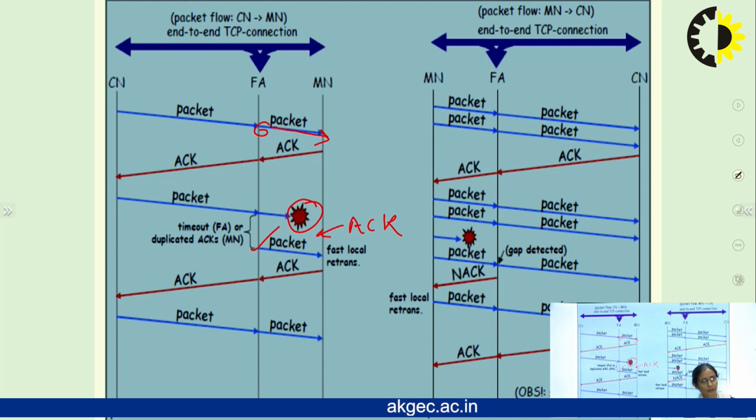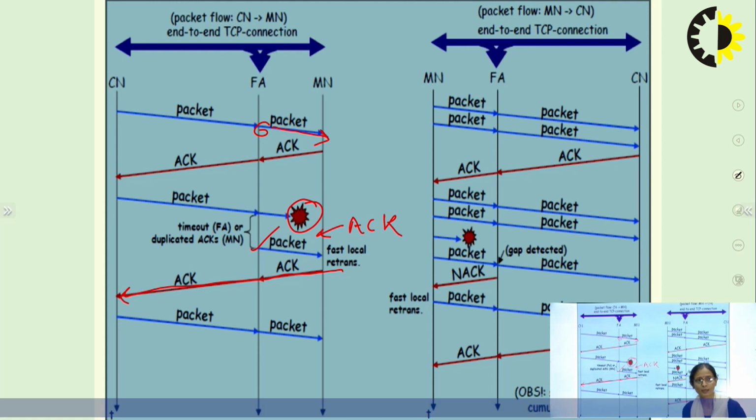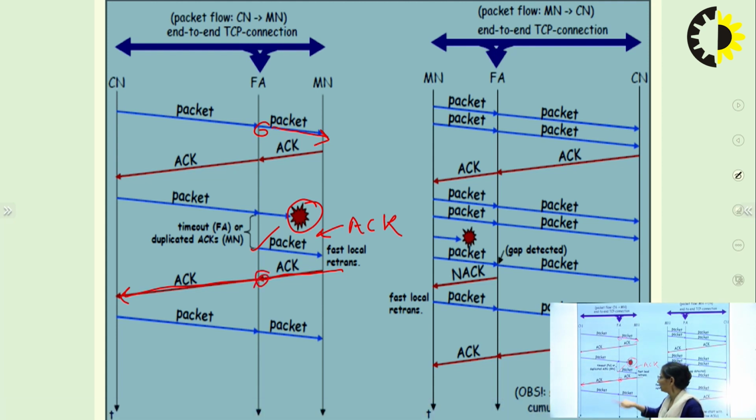Now once the MN receives the packet, it will send the acknowledgement, and this acknowledgement is received by the CN. Now the benefit of this acknowledgement packet being snooped at the FA is that once the FA receives the acknowledgement, it will not buffer the packet, because now it will assume the packet has been received by the MN. Now what happens if the packet flow is from MN to CN?